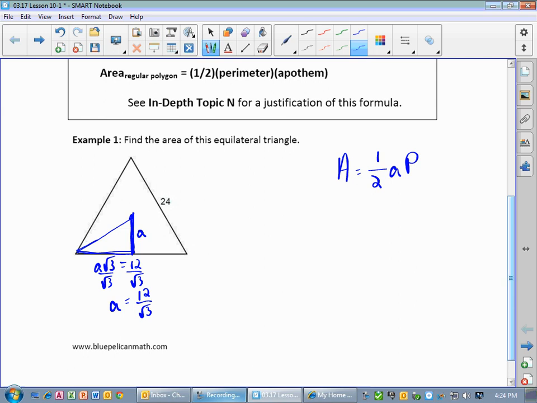Okay, so we've got our apothem, 12 over the square root of 3. And to get our perimeter, since the triangle has 3 sides and they're all the same, we just multiply 3 times 24. And so 3 times 24 gives us 72.